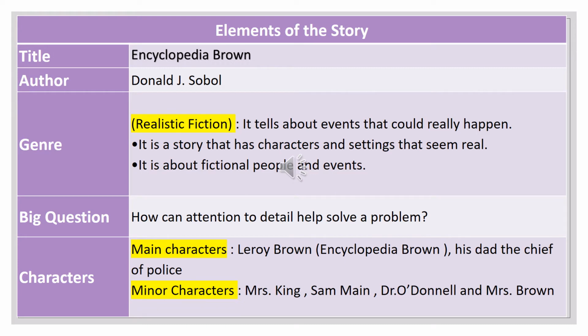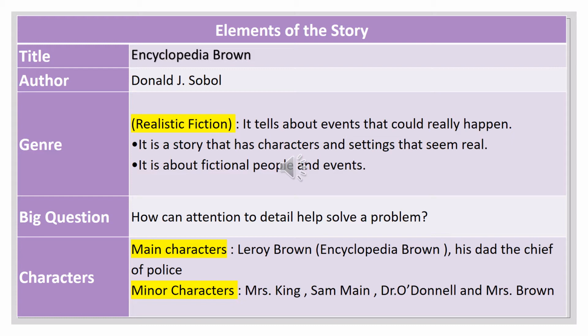Let's see the story elements. The title: Encyclopedia Brown. The author: Donald J. Sobol. Genre: realistic fiction. What does it mean? It's a made-up story that could happen in our real life. It tells about events that could really happen. It's a story that has characters and settings that seem real. It's about fictional people and events.